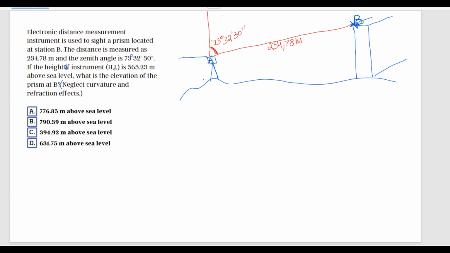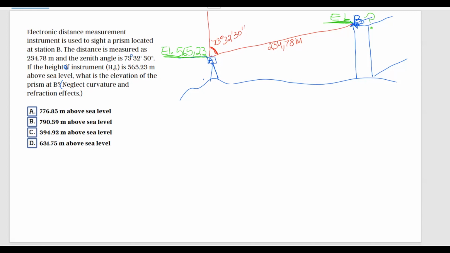Okay, we also are given the height of instrument is 565. I'm going to come back here. So here we have the elevation on top of the height of the instrument, which is 565.23 meters above sea level. What is the elevation of the prism at B? So we are asked to calculate this elevation at B.